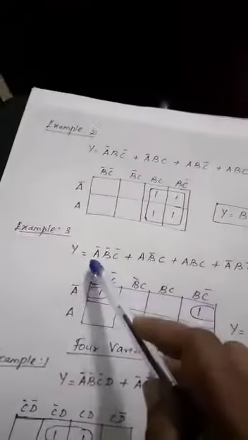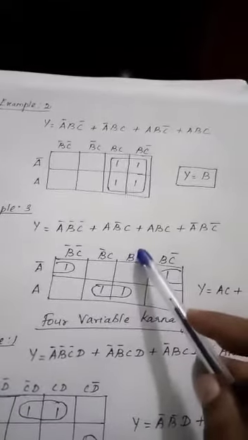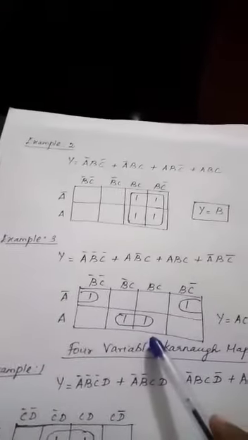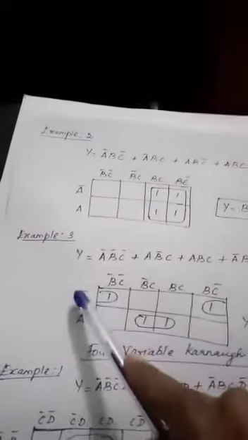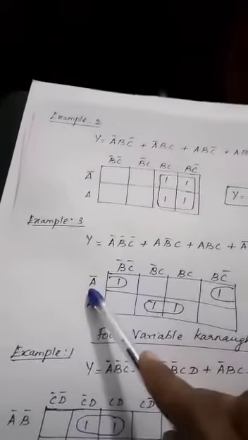Y is equal to A bar, B bar, C plus A, B bar, C plus ABC plus A bar, B, C bar. So like the above example, we want to do the next one also. This is also a 3 variable Karnaugh map. So here we have the representation and we have plotted the terms. The first one is A bar, B bar, C bar. So here we have A bar and B bar, C bar. So we are plotting the 1 here.